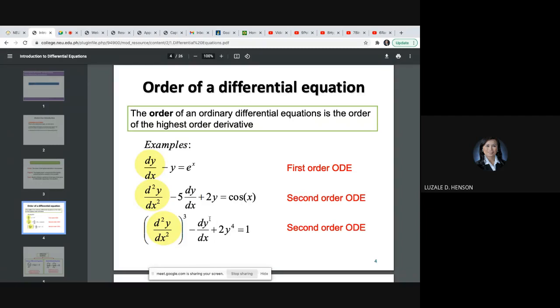So when you are asked of the order, you look at the highest derivative. In this case, this is second order, this is first order. So that's for the order.